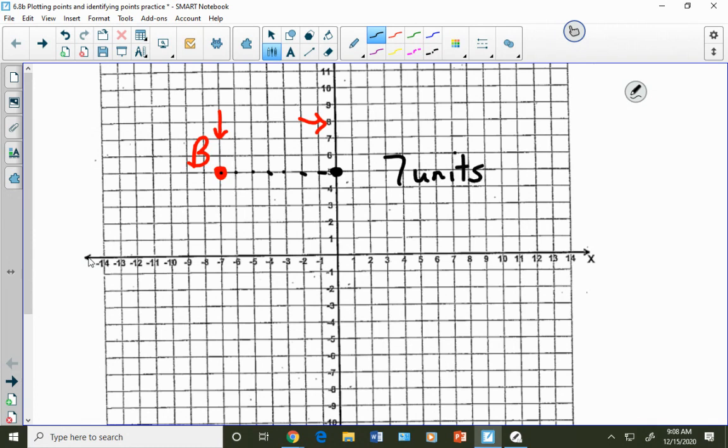Okay. Now I could ask that question also, how far is it from B to the x-axis? Well, let's count from B to the x-axis. 1, 2, 3, 4, 5. So it's 5 units. Okay. All right. So hopefully you're understanding how to count units.